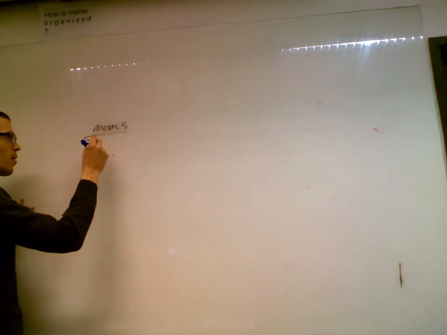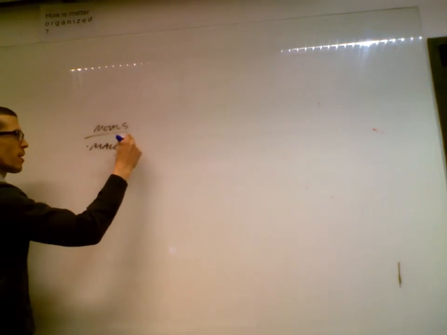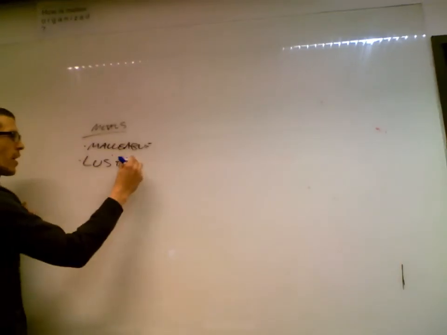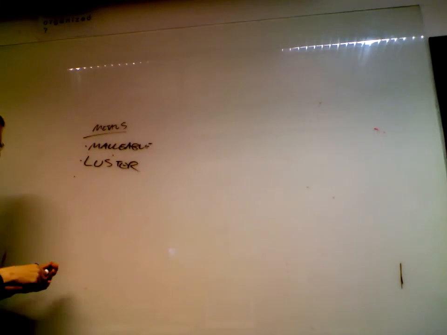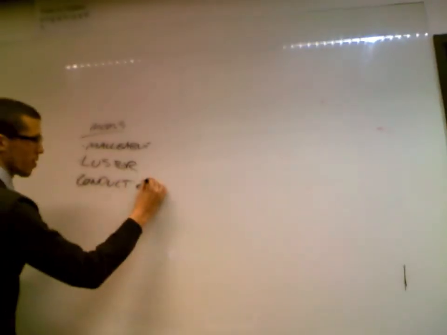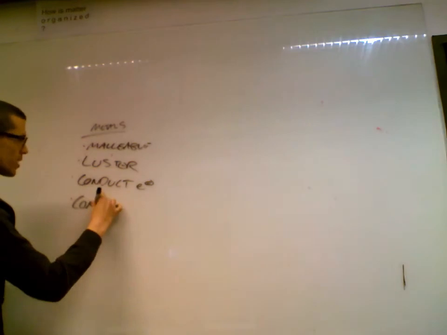We've already said that they are malleable. Shiny. What's another word for shiny? They have luster. They can conduct electricity and heat. Good. And they have 1 to 3 valence electrons. They tend to lose electrons.